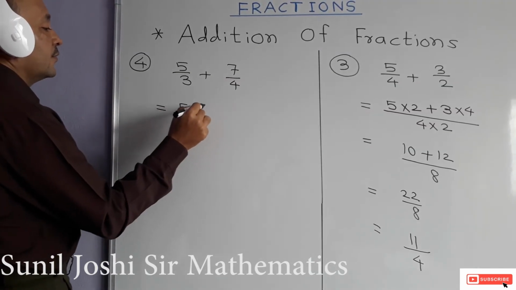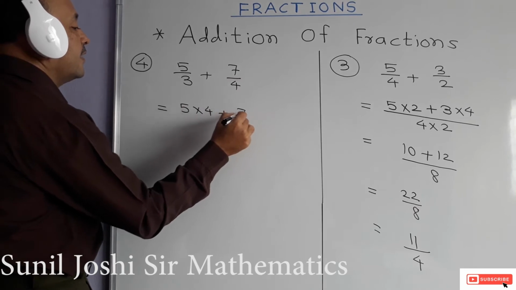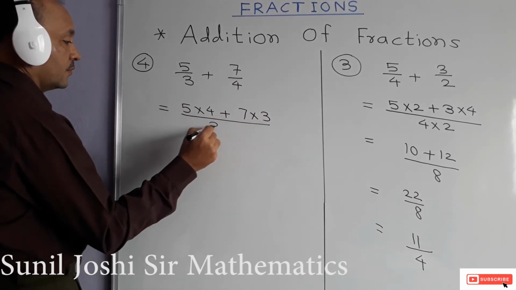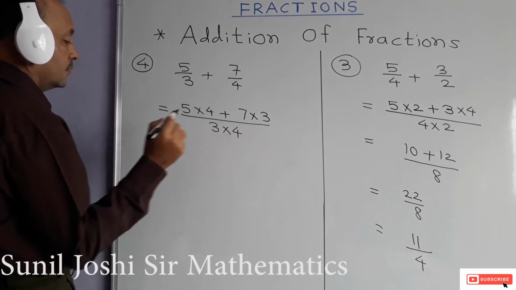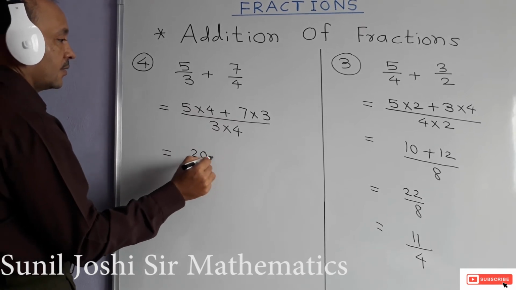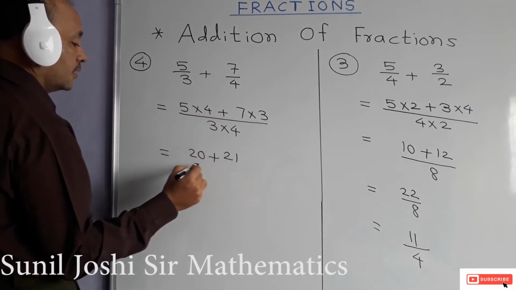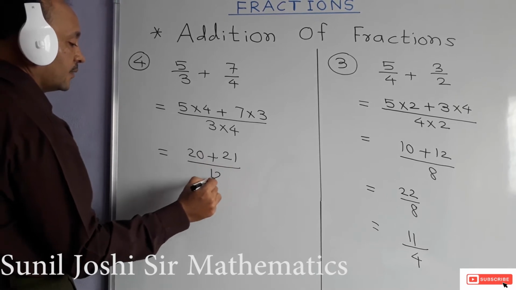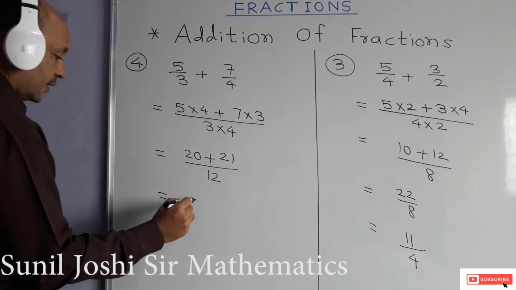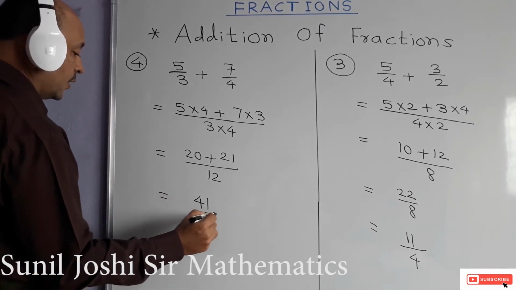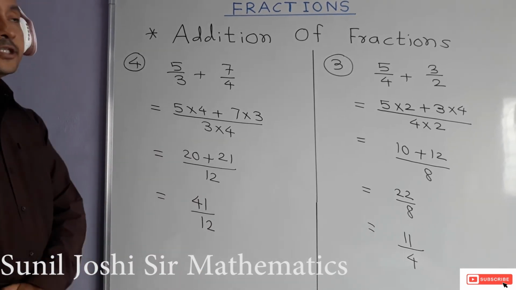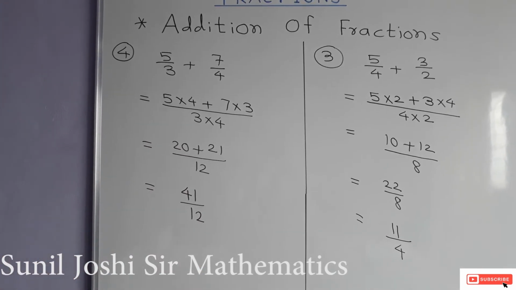5 multiplied by 4 plus 7 multiplied by 3 divided by 3 multiplied by 4. Then let us simplify. 5 into 4 is 20 plus 7 into 3 is 21 divided by 3 into 4 is 12. So 20 and 21, what is the addition of these? 41. 41 upon 12, that is the answer. So this is all about addition of fractions.